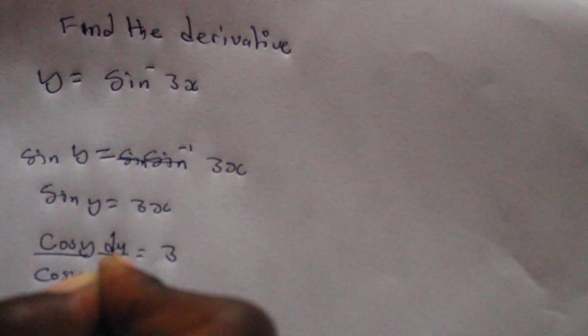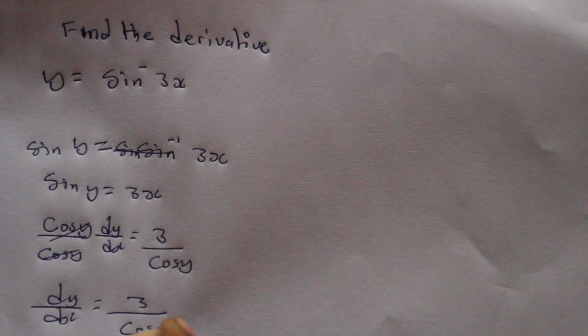Now you're looking for dy/dx. You divide both sides by cos y. Divide both sides by cos y. So this will cancel. You are going to have dy/dx equals 3 over cos y.